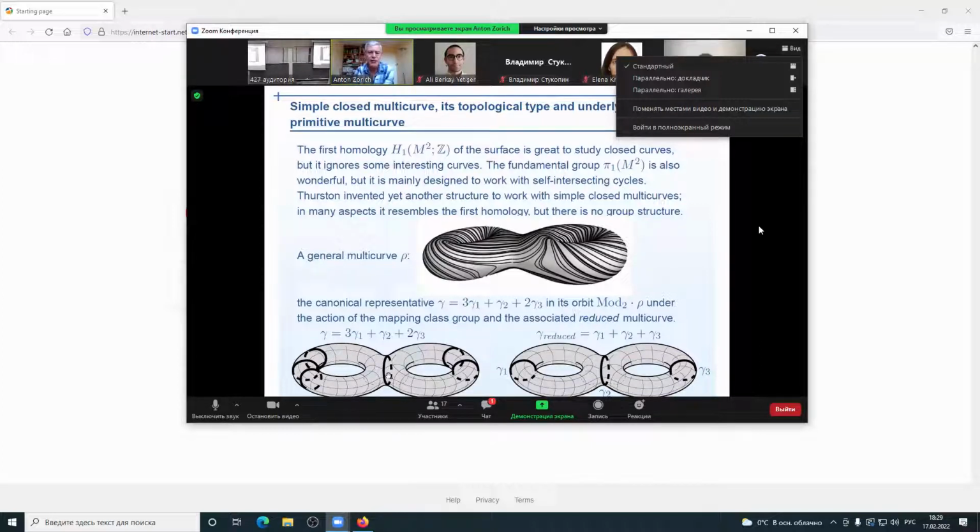Second, I cannot use fundamental. Anton, yes? You may address a question in chat. Oops, I am in full screen and I have not seen it, sorry. Yes. Reduced multicurve and primitive multicurve are the same. Absolutely. I apologize. In literature, some people use one notion, some people use another. For me, they're the same. And actually, I do not know whether there is any preference, even in frequency.